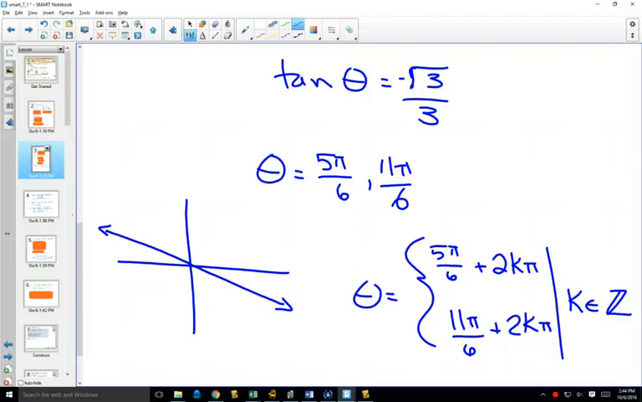So we're going to start writing general solutions by saying we can take our answers and write all the coterminal ones of 5 pi over 6 by adding 2k pi. And we can write all the coterminal angles with 11 pi over 6 by adding 2k pi, where k is an integer. And this will be the format that we can write it.